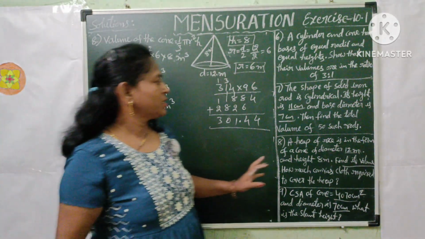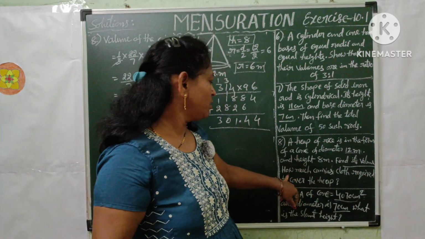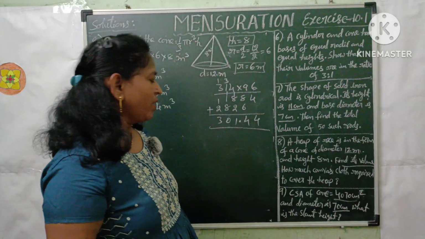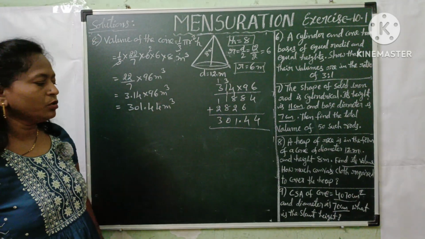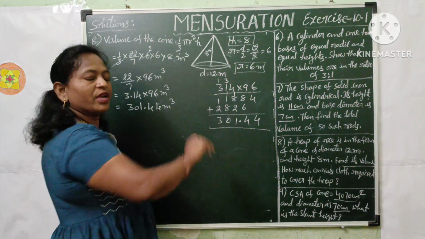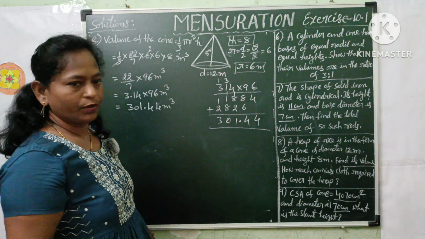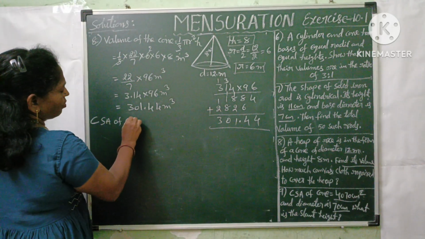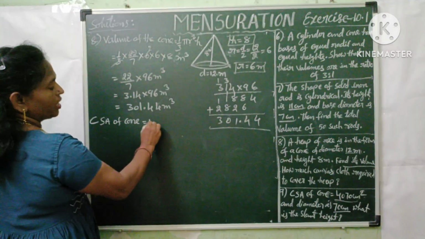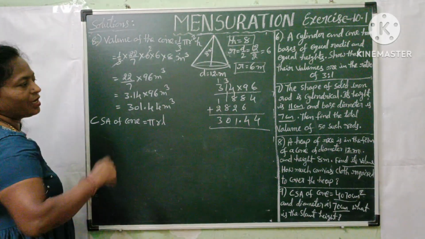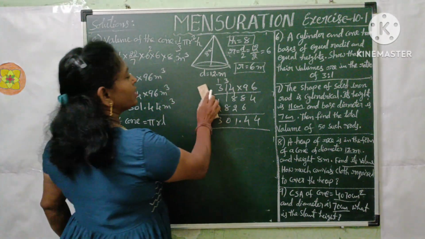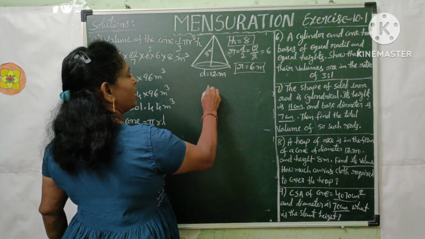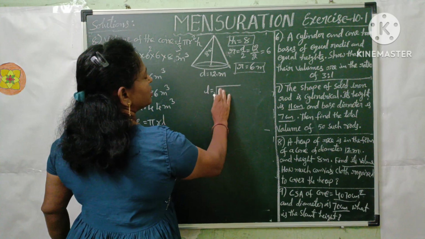Okay. First they are asking to find the volume of the cone. Next, how much canvas cloth is required to cover the heap. Means here we have to use the total covering, for covering, no? So curved surface area we are using the formula. So CSA of cone equal to pi r l. Here l we don't know. l is the slant height of the cone. Slant height of the cone l equal to square root of h square plus r square.